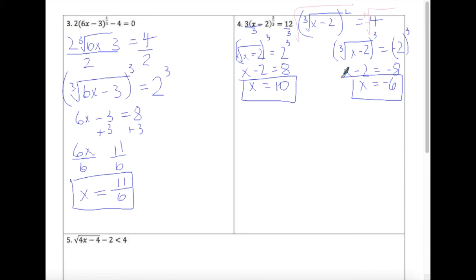10 minus 2 here would give us 8. And then the cube root of 8 is 2. 2 squared is 4. 4 times 3 is 12.